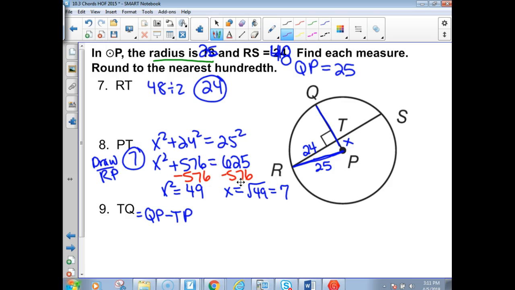All right, now I want to find P to Q. I know that the whole radius is 25, so I'm going to do 25 minus what I found for TP, which was 7, and TQ is going to be 18.